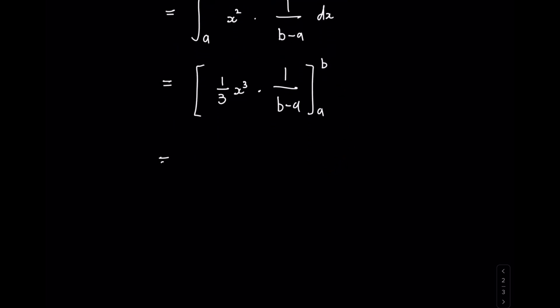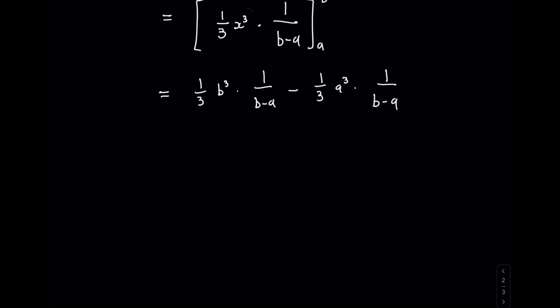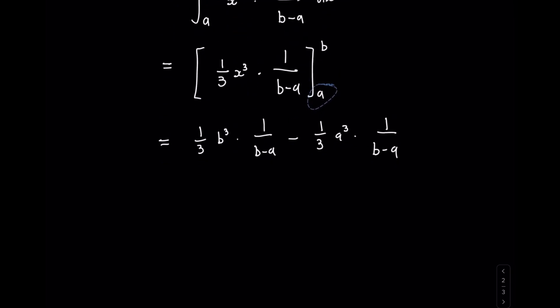Next, after this, we perform our substitution. So in this case, our substitution will be 1 on 3b cubed multiplied by 1 on b minus a, minus 1 on 3a cubed times 1 on b minus a. Wherever you see the x cubed, you replace it with the two terminals and subtract the two terminals, as we've done here. Now, similar to the previous example, we can take out common factors.